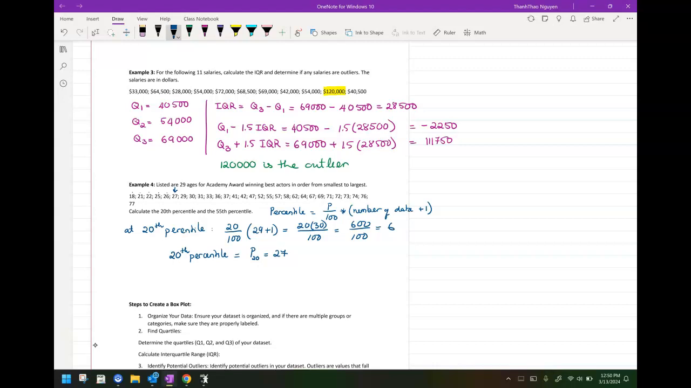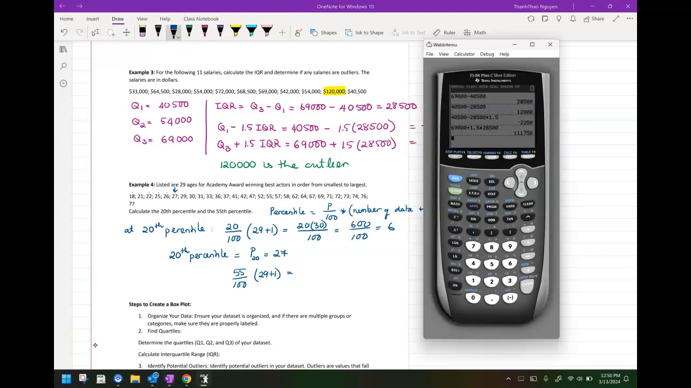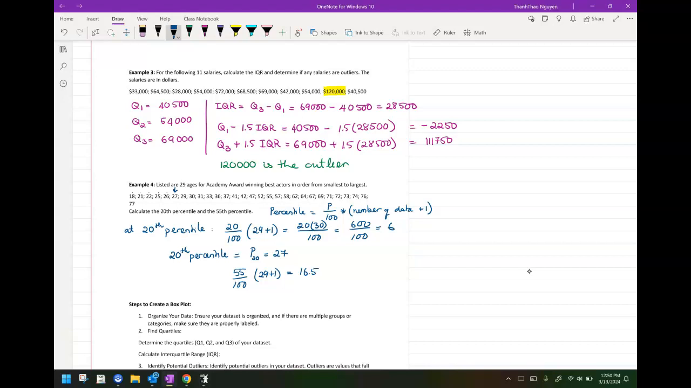The next case, we look at the 55th percentile. So 55 divided by 100 times 29 plus 1. So this is 16.5. So the location, 6, 7, 8, 9, 10, 11, 12, 13, 14, 15, 16. Right, so it's 16.5. So that is between 16 and 17. So this means the 55th percentile equals the average of 52 and 55.